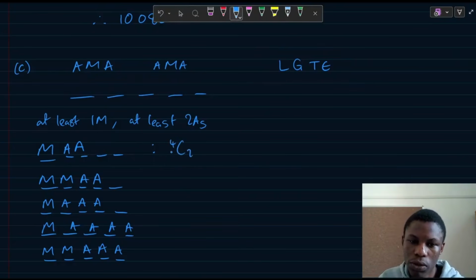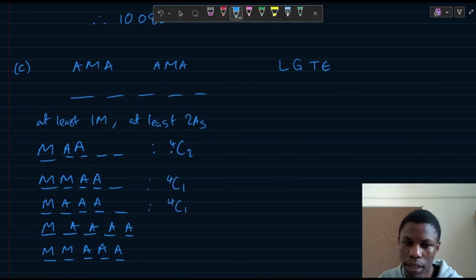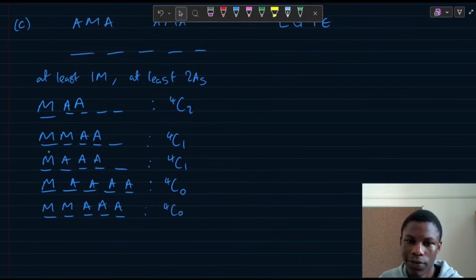So for those 2 slots, I want to pick from 4. So 4 choose 2. And then here, from those 4, I want 1. So 4 choose 1. From those 4, I want 1. So 4 choose 1. From those 4, I want 0 because all my slots are occupied here. So 4 choose 0. And if we evaluate this, 4 choose 2 is 6, 4 choose 1 is 4, 4 choose 1 is 4, 4 choose 0 is 1, 4 choose 0 is 1.